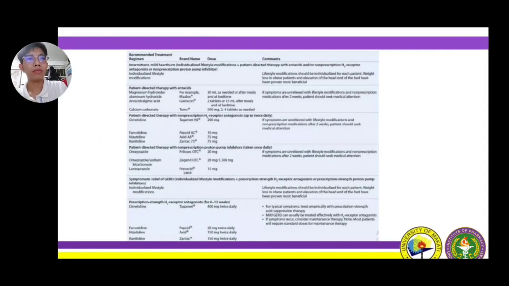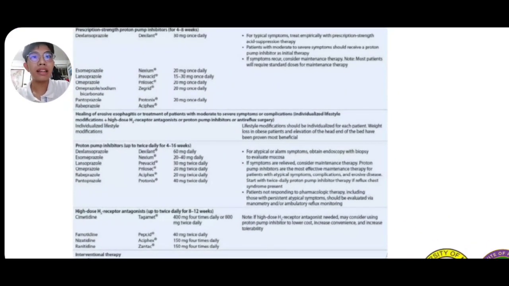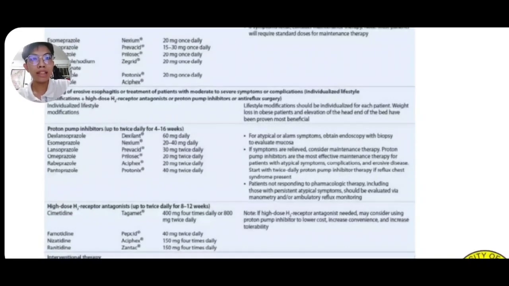Here again, you can see that the prescription strength proton pump inhibitors has also increased in dosage. For the last two tables, you can see that the proton pump inhibitors and the high dose H2 receptor antagonist have really high dosing, especially as these drugs are used for GERD with atypical or alarming symptoms.